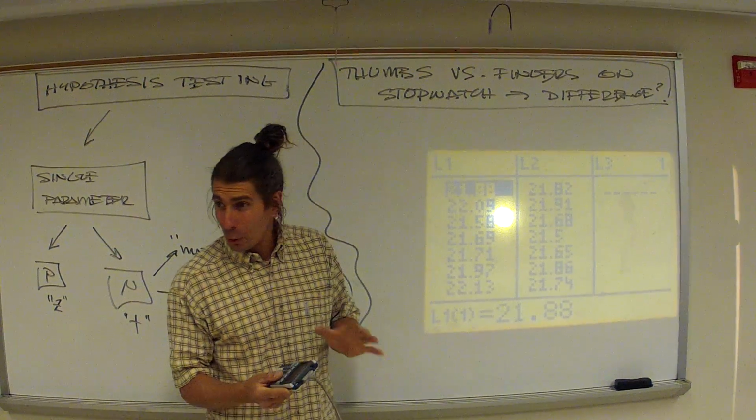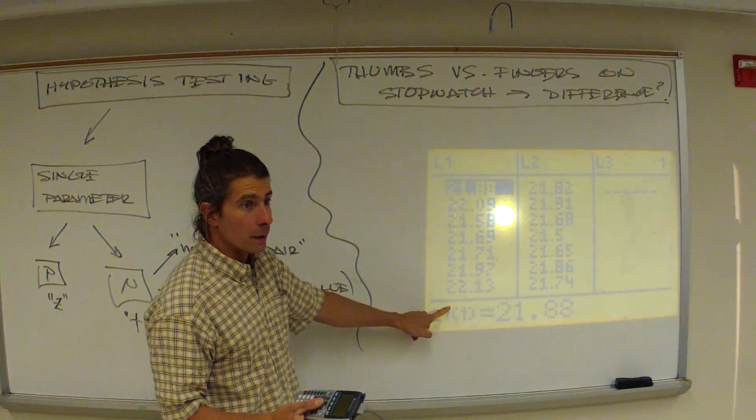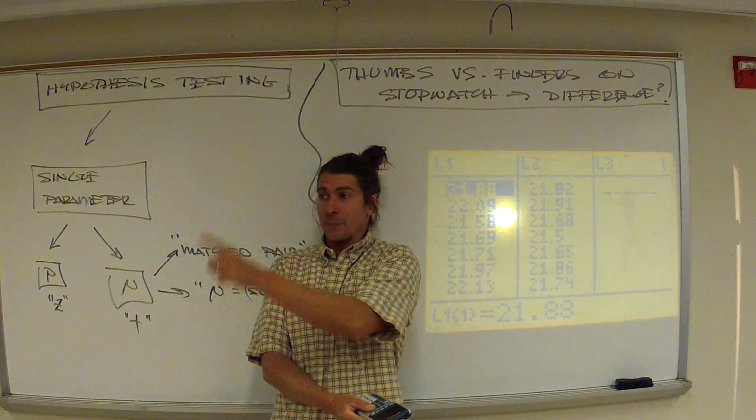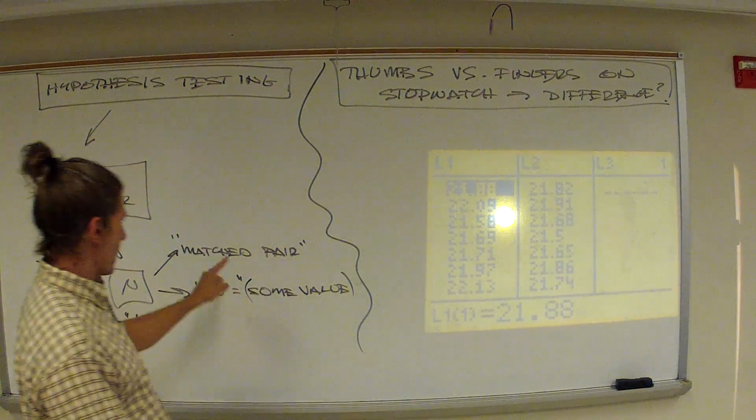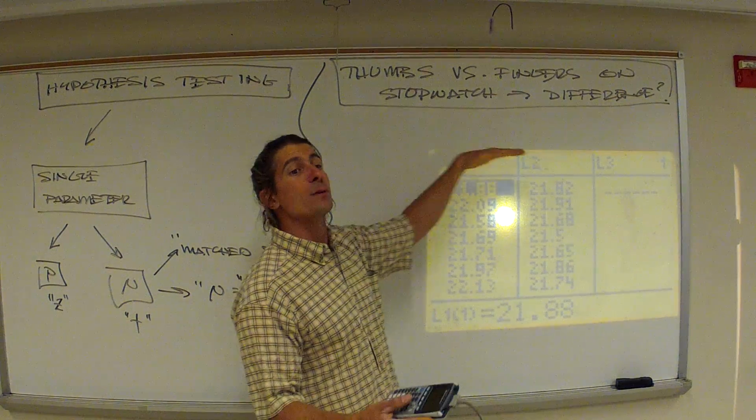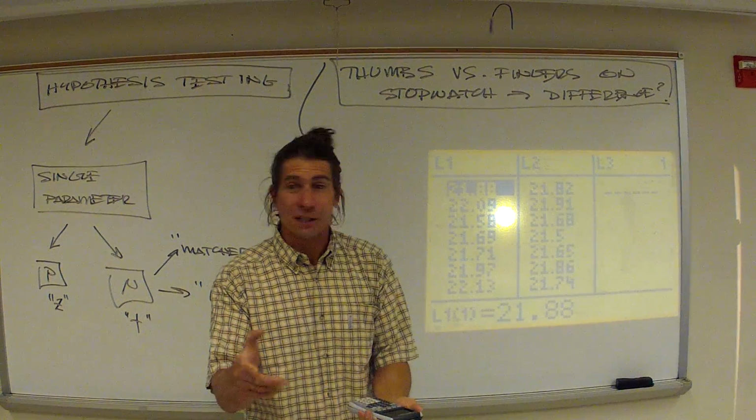We decided it probably wasn't a good idea to average L1 and then average L2 and compare those averages, because as Michael said, we're missing the association that way. We need this to be a matched pair because we have to compare one person's thumb to their fingers and see if there's a difference between them.